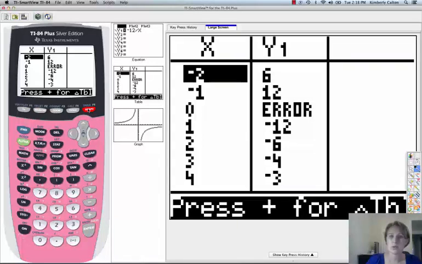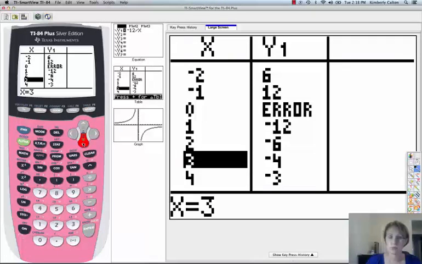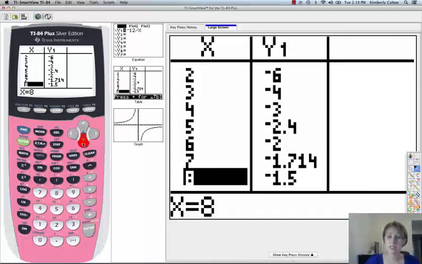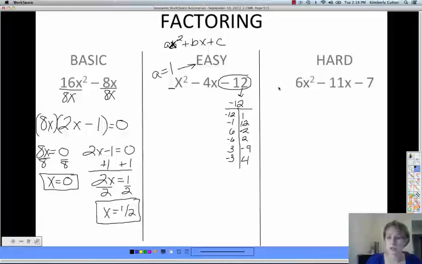Notice here that we have lots of numbers, and anytime we scroll up or down, we'll see 1 and negative 12, 2 and negative 6, 3 and negative 4, 4 and negative 3, any of these numbers. We're going to stop at 5. 5 and negative 2.4 are not factors because they have to be whole numbers. So again, we're looking for whole numbers on both sides of the column. If you find those, then you have found your factors.